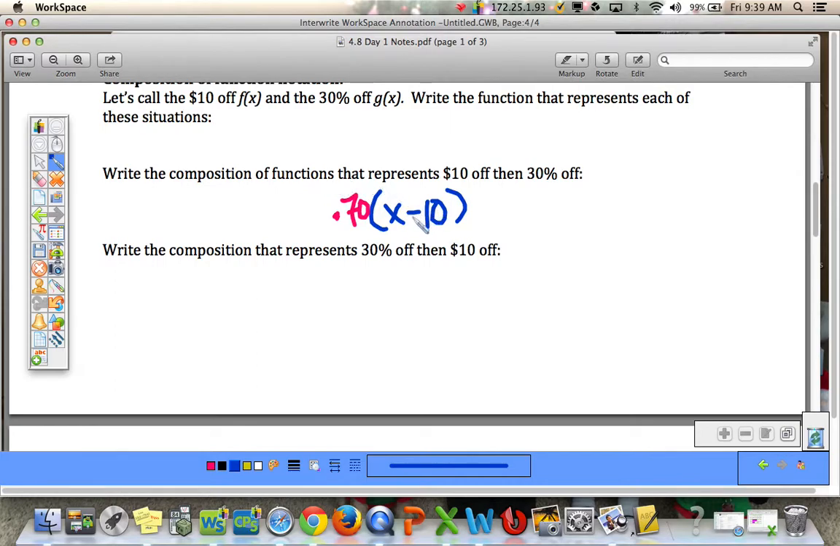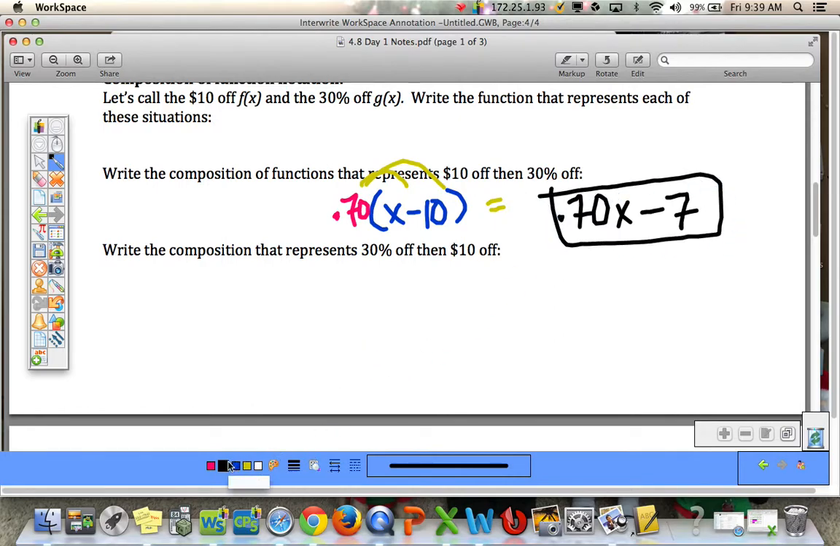So again, here is the first composition of functions. So $10 off first, and then 30% off of that, so 0.7 times that. And now if we distribute that, let's see what this simplifies to. So it would be 0.7x minus, and 0.7 times 10 is 7. Okay, so there's that first function if we simplify it.